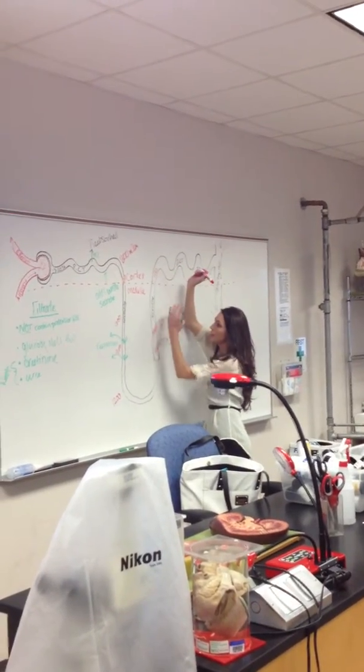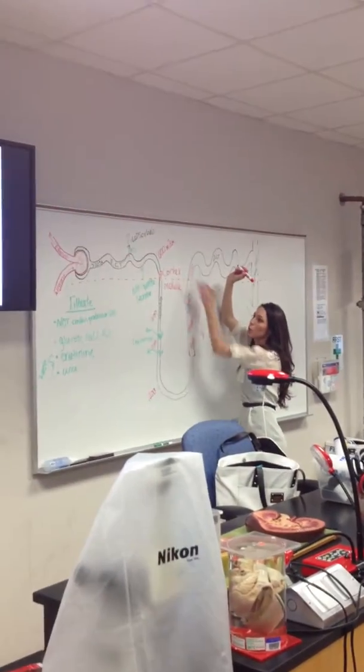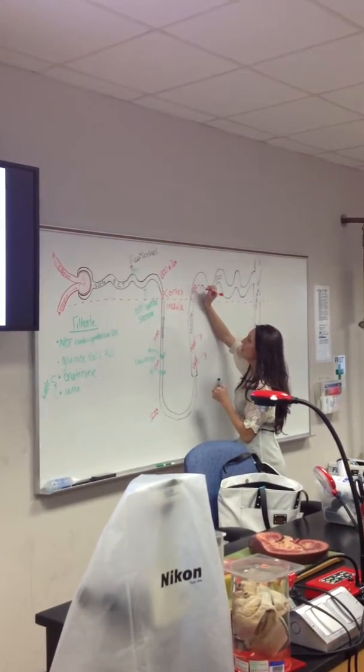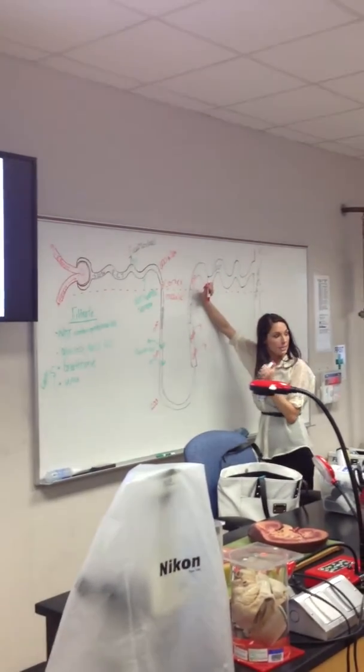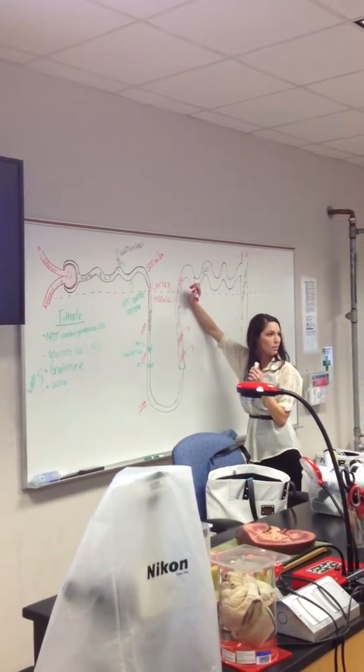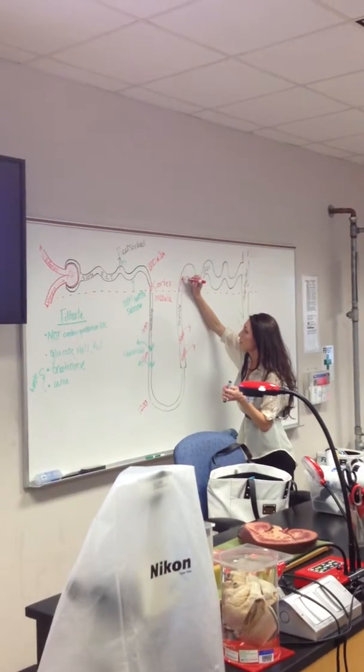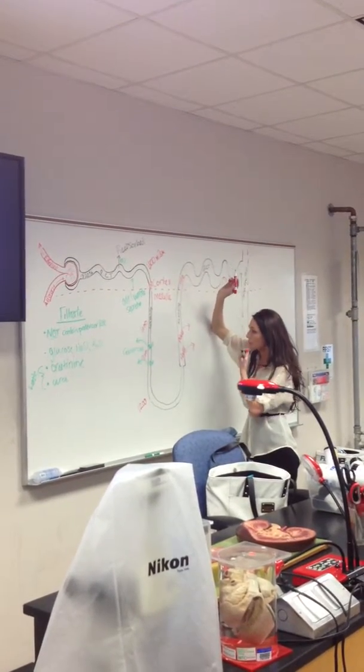With all this salt leaving, as we get back up here where the cortex is, it's actually at 100. So I'm hypoosmotic. It's hypotonic to blood. If this is 100 and blood is 300, this is hypotonic to blood. Okay.